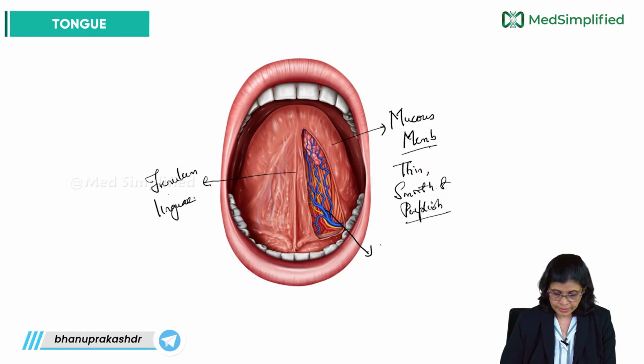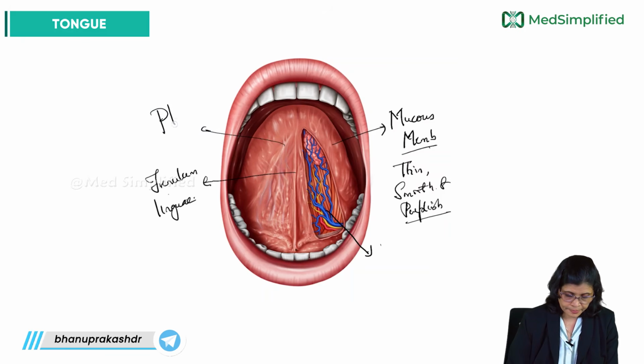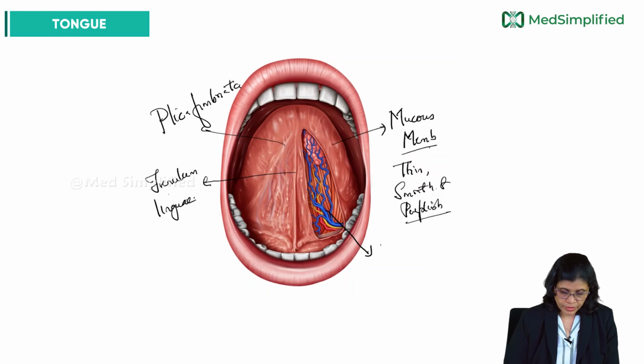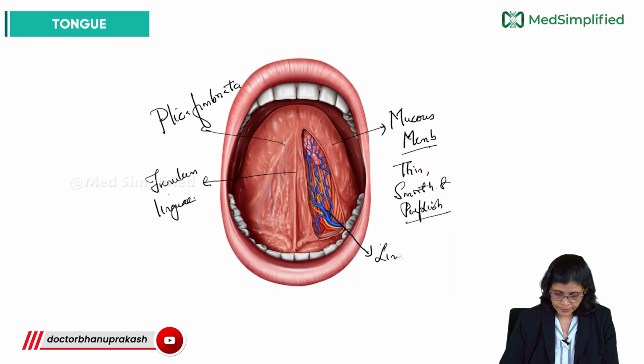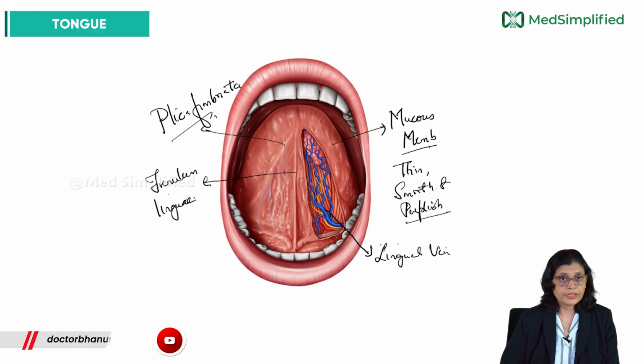Then this fold we call the plica fimbriata. It is present lateral to the lingual veins. So lateral to these lingual veins, we see the plica fimbriata. These are the features which we see on the ventral surface of the tongue.